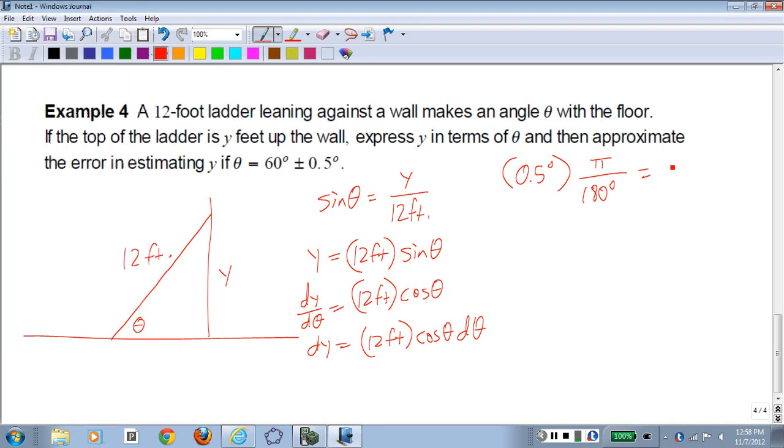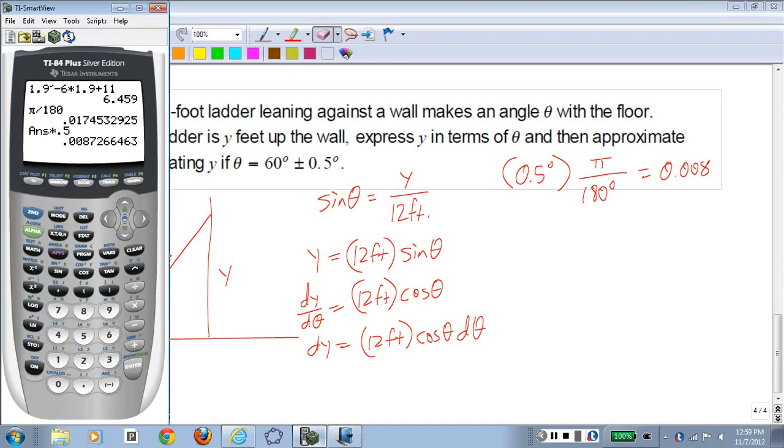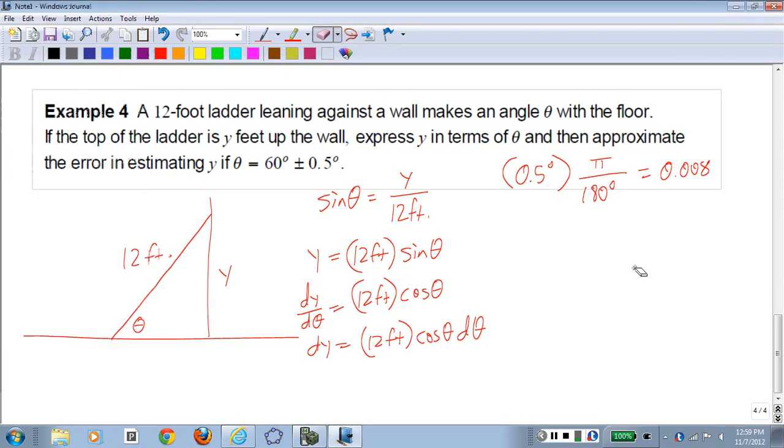0.008726. Put too many zeros, didn't I? No, I didn't. 0.008726. Ultimately, we won't need that many decimal places, but they're not going to hurt.